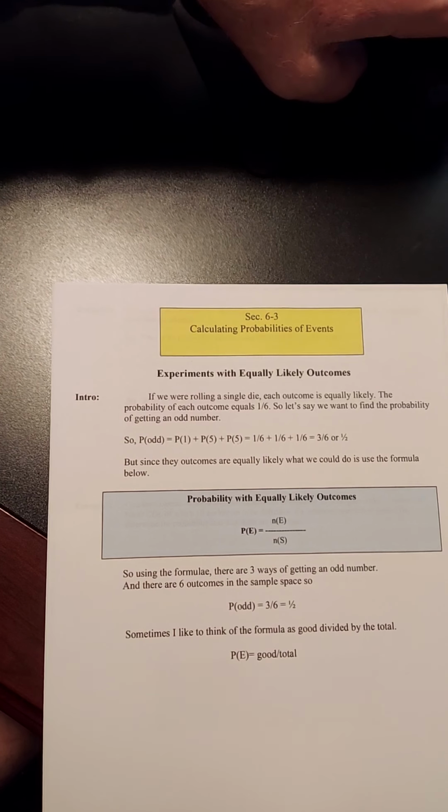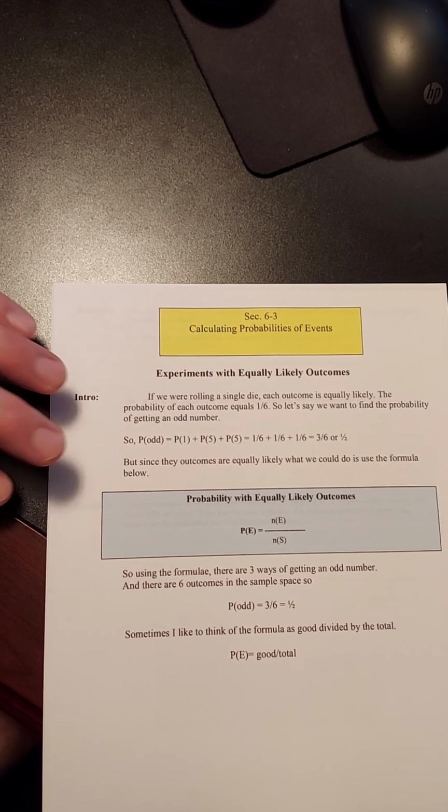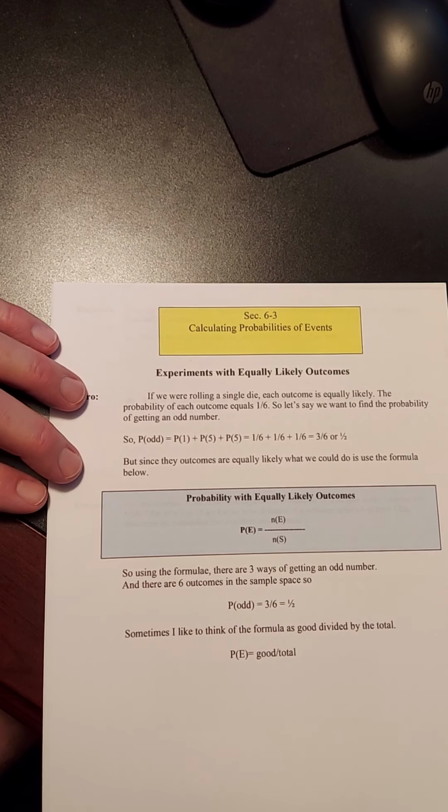In this lesson, we're going to talk about section 6.3, calculating probabilities of events. Probably not counting them down, but there's only one more lecture after this one. Okay, we'll start out, and this is kind of basic. We talked about this last time, but experiments with equally likely outcomes.